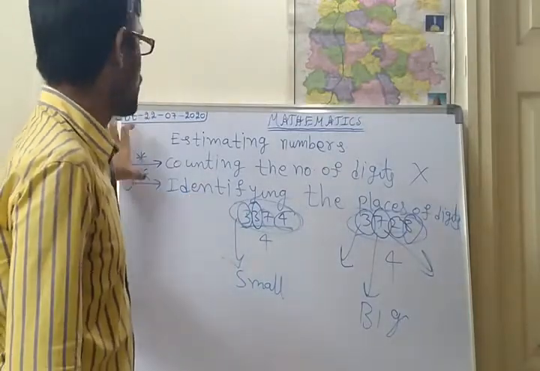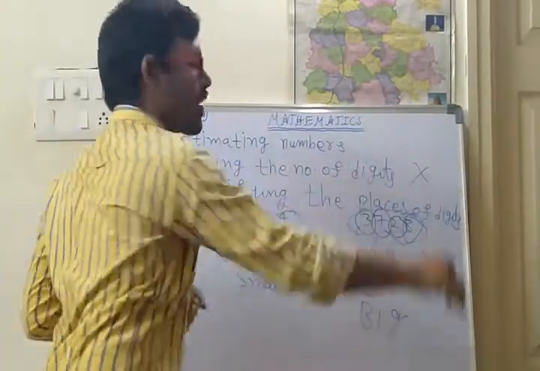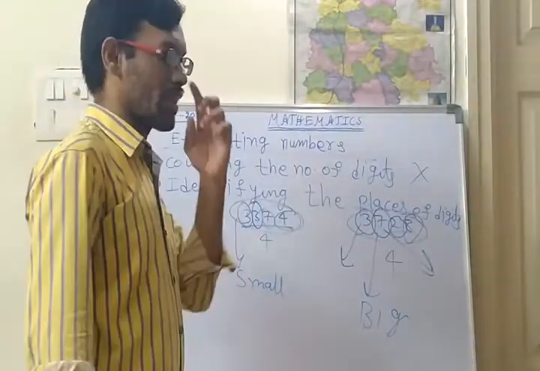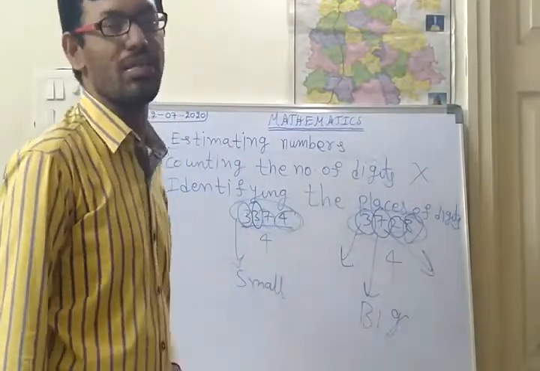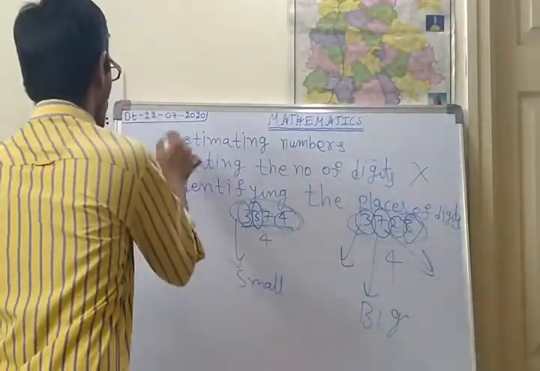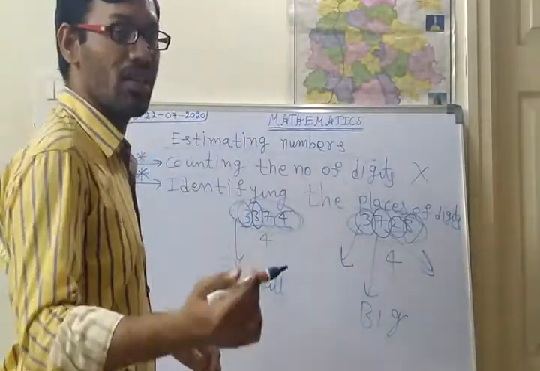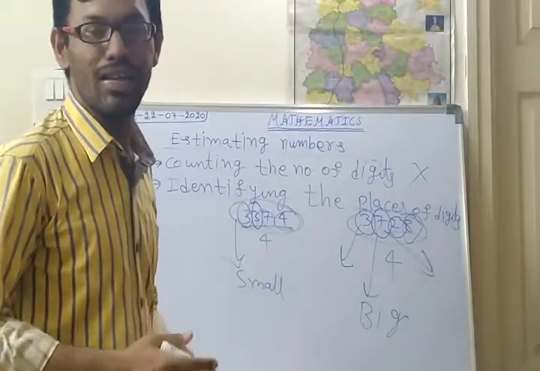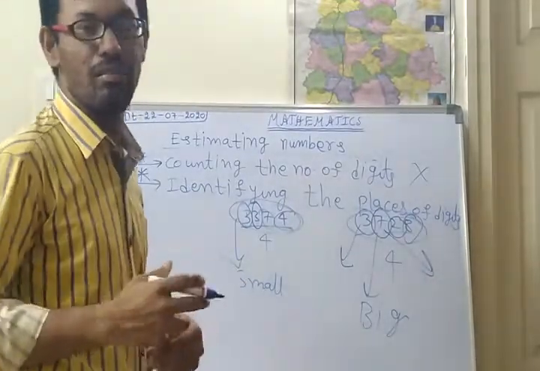These are the two methods we saw in the previous class. In today's class we shall see some exercises regarding this. And one more thing we have seen: after completing this, the ascending order and the descending order, like the greatest number.